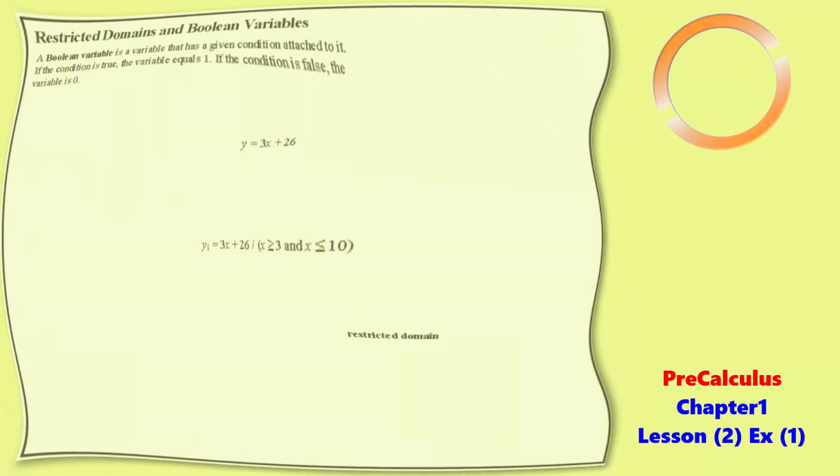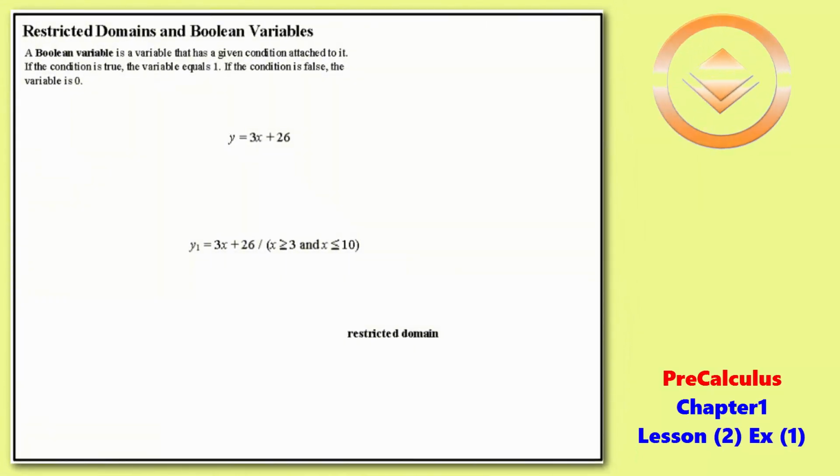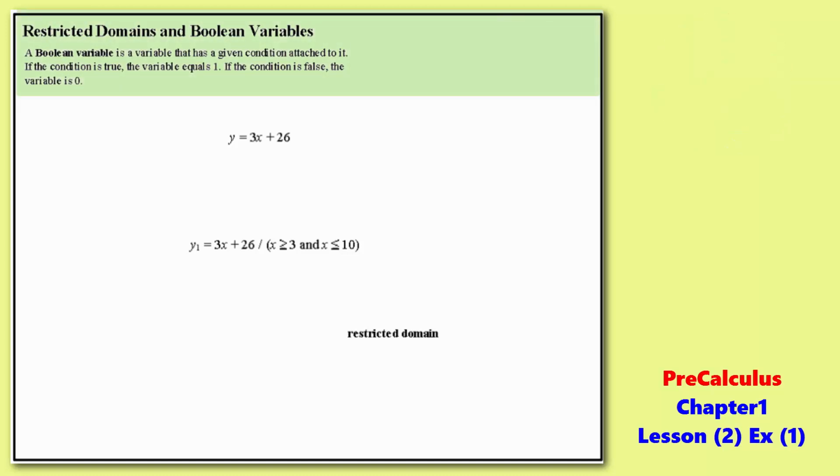Now let us go to one example of our presentation for lesson 1-2, which is about functions. So in this lecture and also an example, we are going to discuss restricted domains and Boolean variables. So what is a Boolean variable?